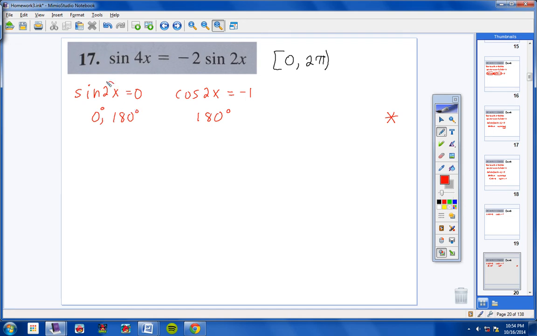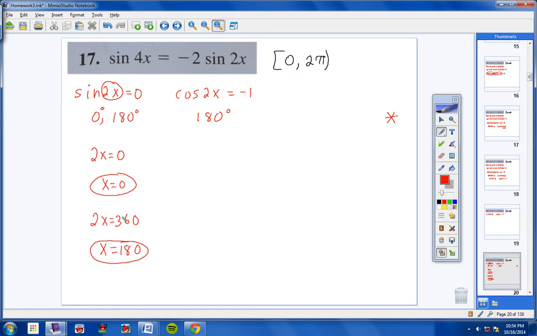What I did is I solved for 2x. So I have 0 here, so 2x equals 0. Divide both sides by 2, and x equals 0. There's one answer. Now take this 0, add 360 degrees to it. Now we're going to say 2x equals 360. Divide both sides by 2 and you're left with 180. That's another answer because it falls in your domain.